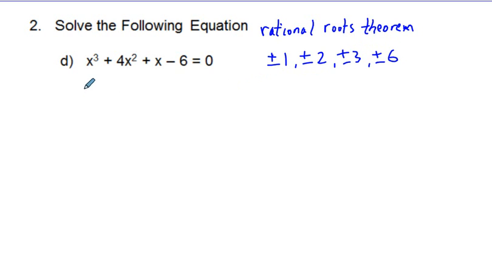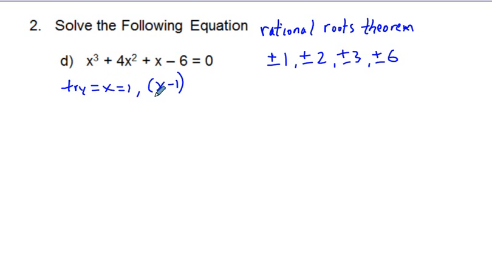Now in a cubic function, we're only going to have at most 3 possible rational zeros, or zeros period, and so we can try these out. So if we try x equals 1 as a possible rational zero, that would correspond to the factor of x minus 1.